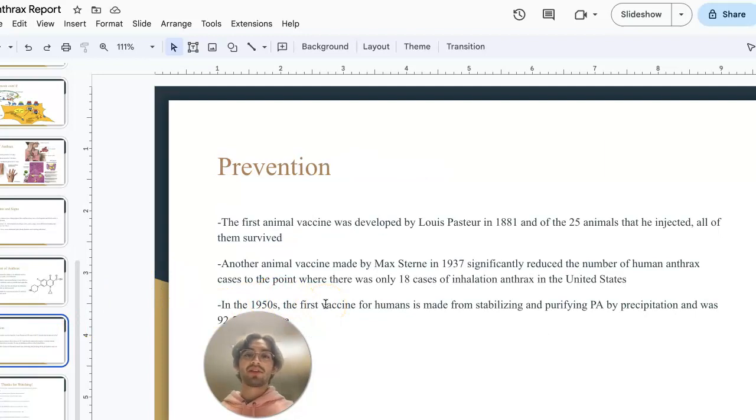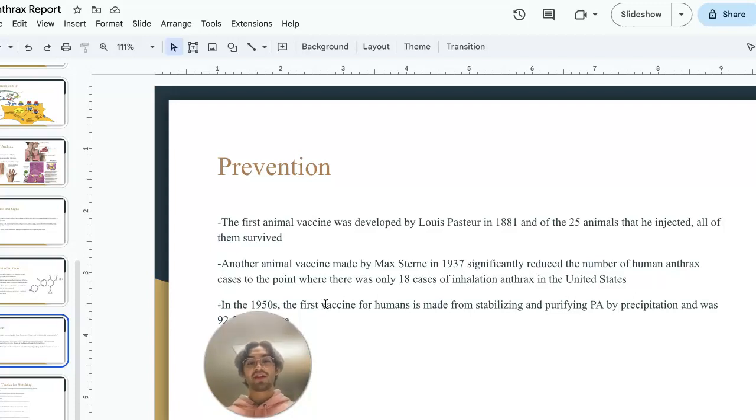In the prevention of anthrax, the first animal vaccine was developed by Louis Pasteur in 1881, and he injected 25 animals with his first form of the vaccine, and all 25 of them survived. Another animal vaccine was made by Max Sterne in 1937, and this significantly reduced the number of human anthrax cases to the point where there were only 18 cases of inhalation anthrax in the United States.